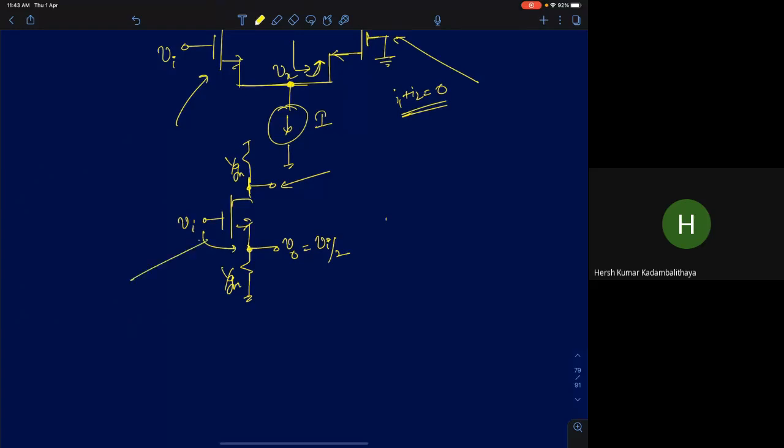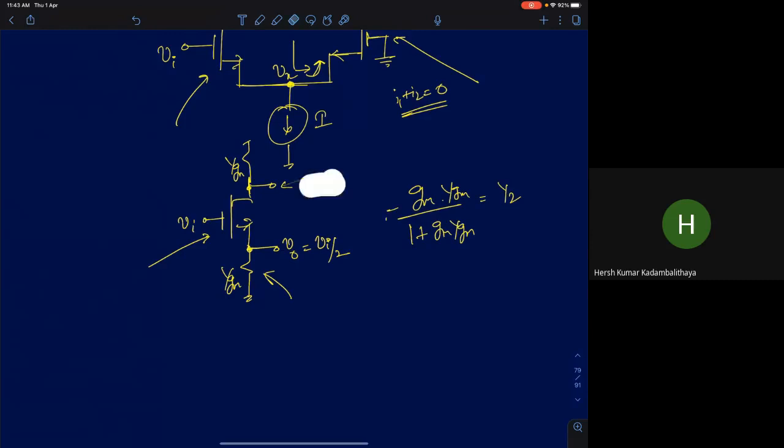It's a common source amplifier with source degeneration. When you're looking into the drain, it is a common source amplifier with source degeneration. So the gain will be Gm by 1 plus Gm Rs. Rs here is 1 by Gm, so it will be minus 1 half, with a minus sign of course.